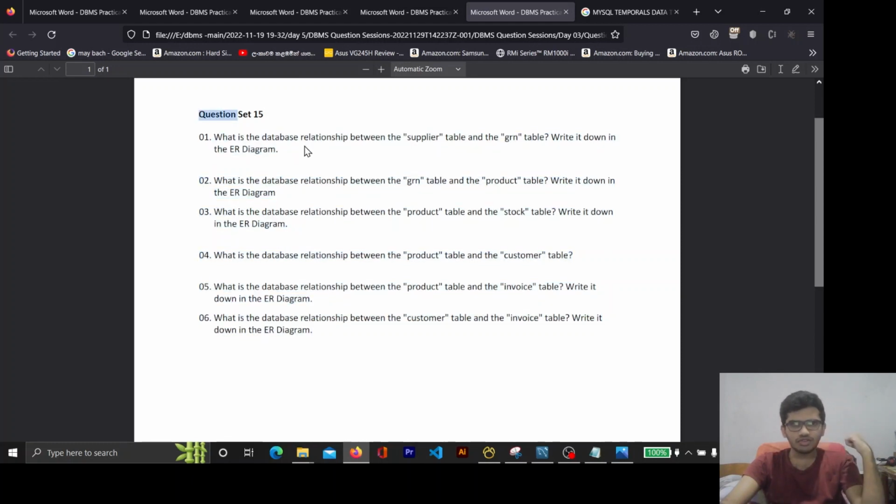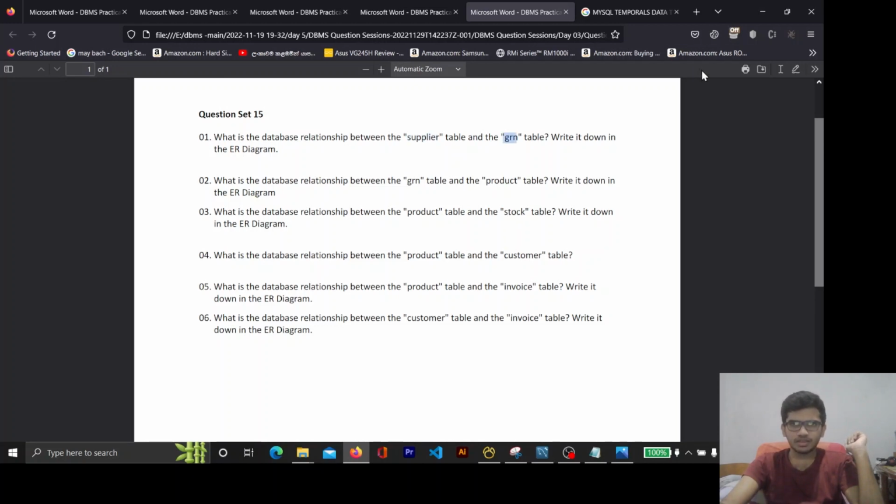So we have to identify and create the relationships. Let's dive right into the first question. The first question suggests that you have to identify the relationship to be created between the supplier and GRN table.